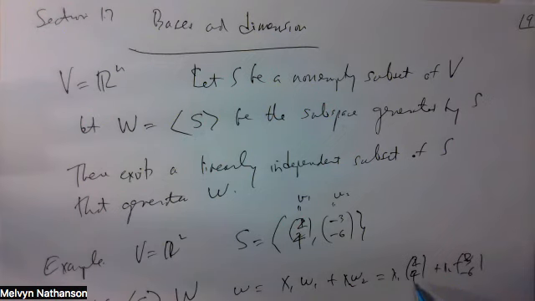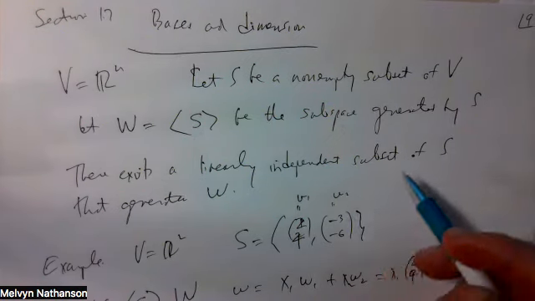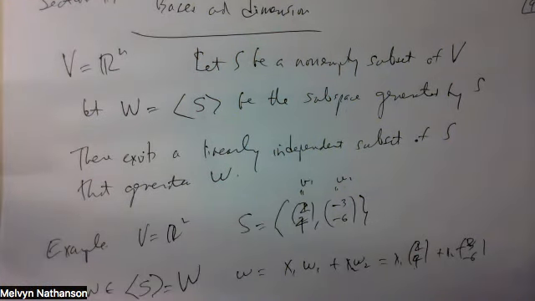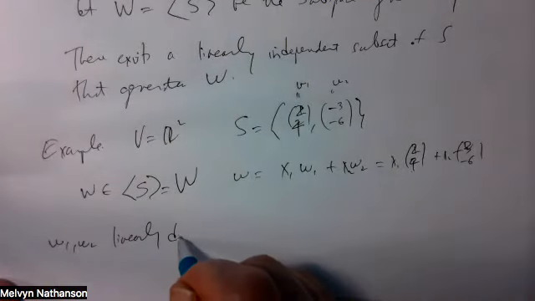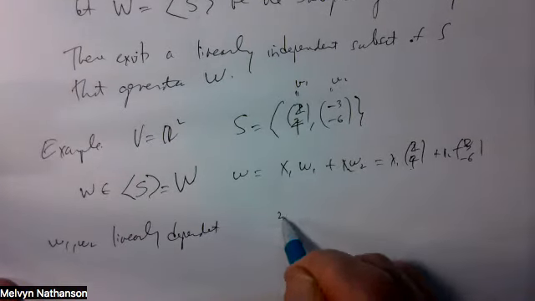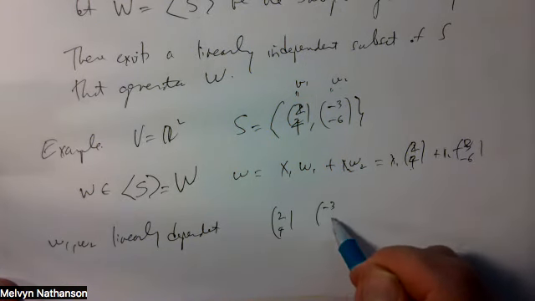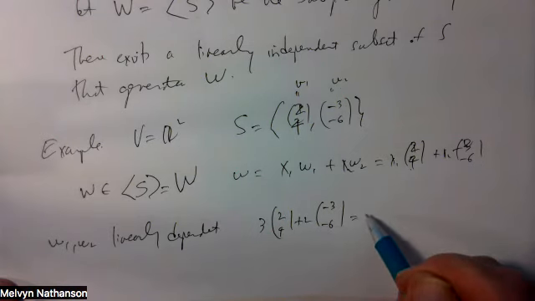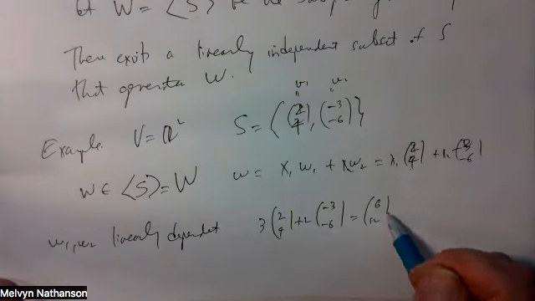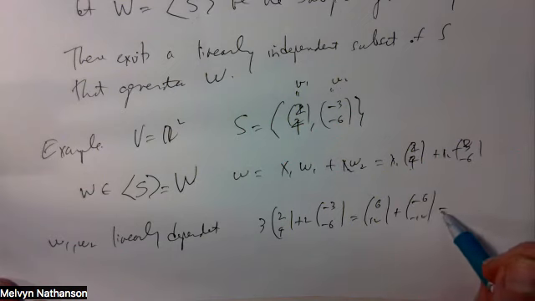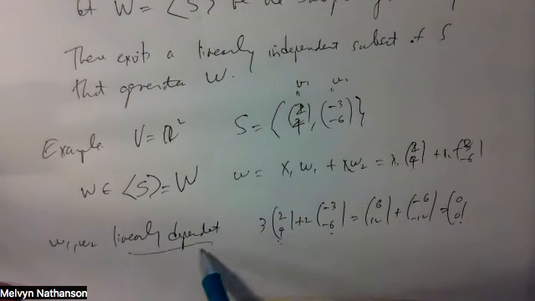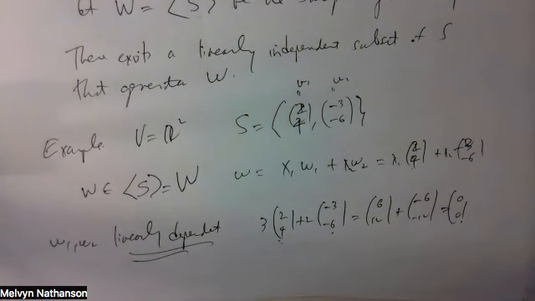So W is this linear combination of these two vectors. But W1 and W2 are linearly dependent. Because if I have the vector 2, 4 and the vector -3, -6, if I multiply this by 3 and this by 2, I get 6, 12 and -6, -12, which is 0, 0. So here's a linear combination of these two vectors that gives the 0 vector. So these two vectors are linearly dependent, they're not independent.